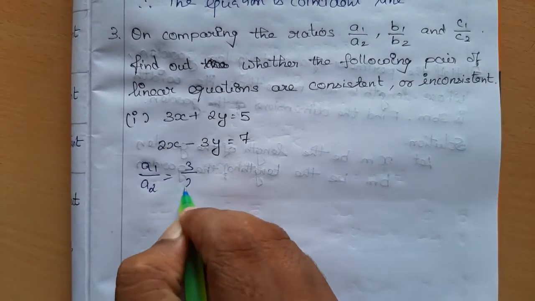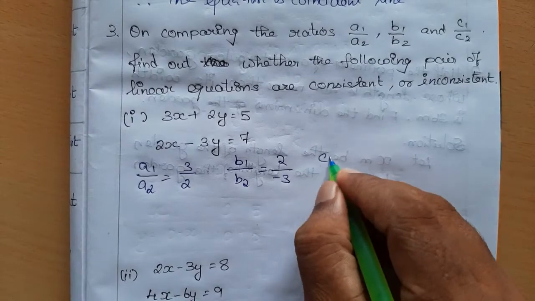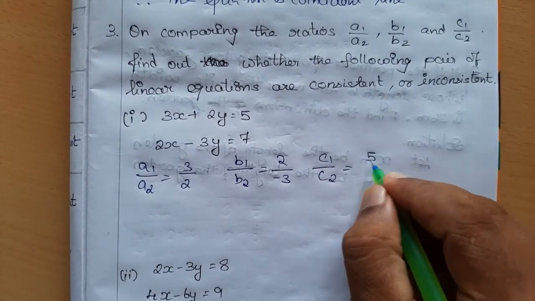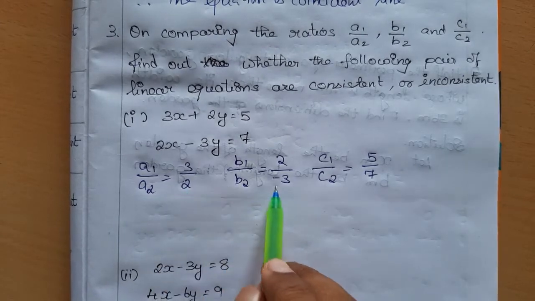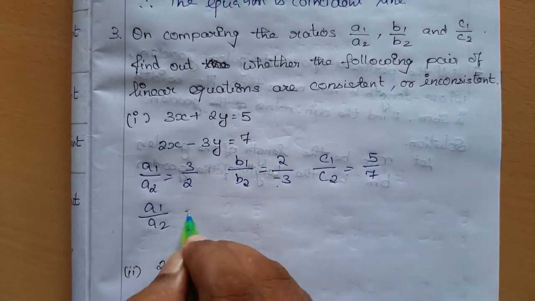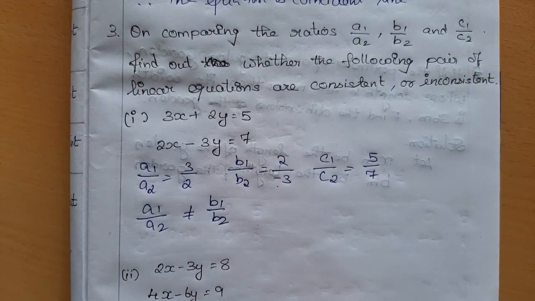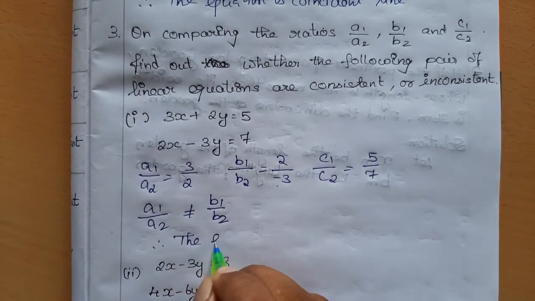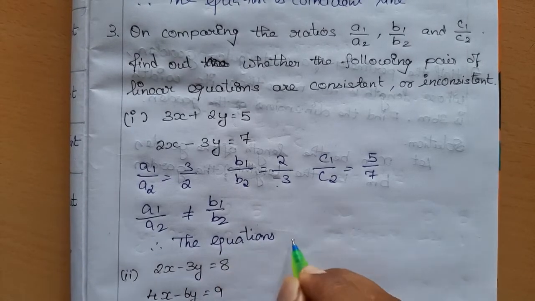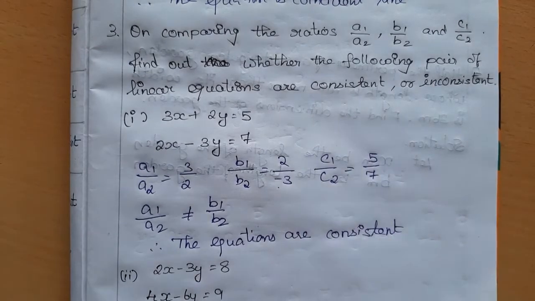Same, we have to find a1 by a2 here. a1 by a2 is 3 by 2. b1 by b2 is equal to 2 by minus 3. c1 by c2 is equal to 5 by 7. Clear? Now you see, a1 by a2 is not equal to b1 by b2. From this itself we can conclude the equations are consistent. Therefore, the equations are consistent. Clear? Next one.